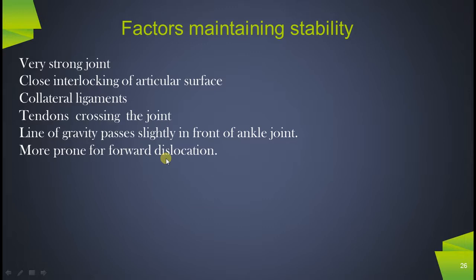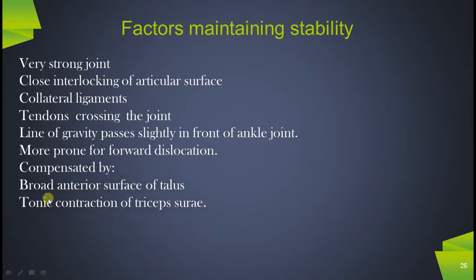The line of gravity for the ankle joint passes slightly in front, so it is more prone to forward dislocation, but this, as I told you, is prevented by the broad anterior surface and tonic contraction of the triceps. So the triceps surae from behind is rendering a very great support for the ankle joint. In front, what you have is the broad articulating surface of the talus. So this actually compensates to some extent for the forward dislocation, but any direct blow or any trauma can definitely dislocate the joint anteriorly.